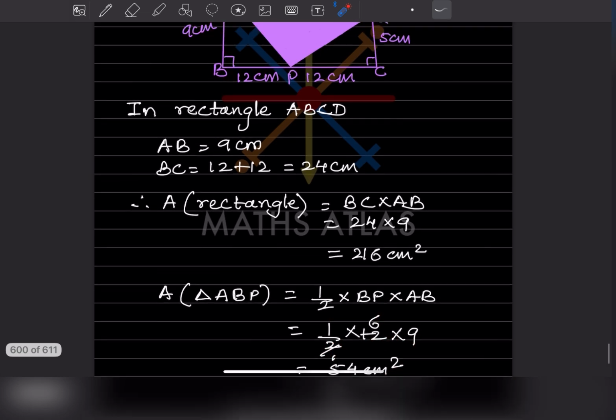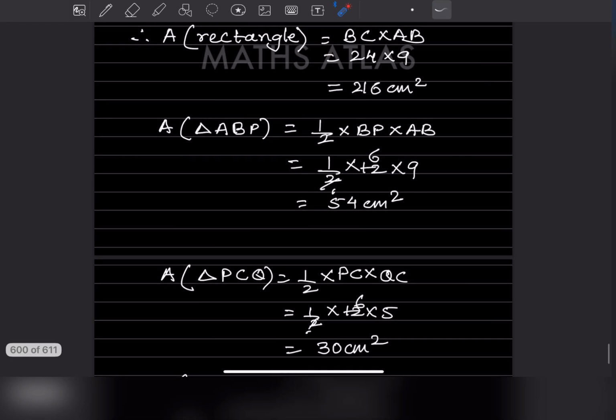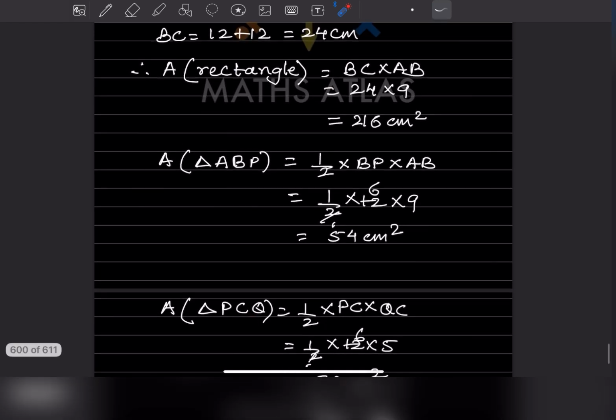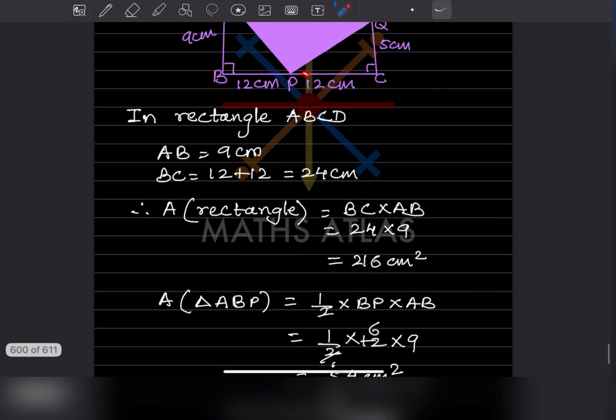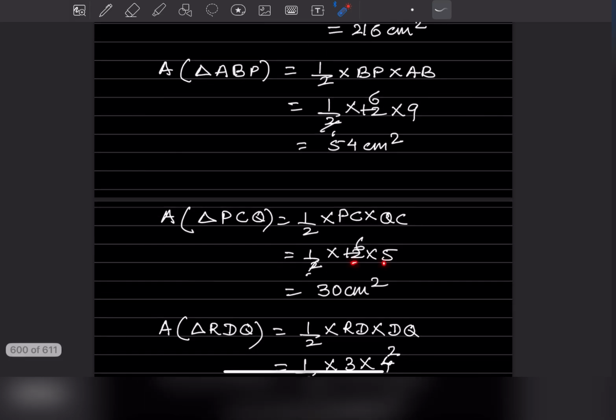Now let us see for this triangle. Area of this triangle, that is PCQ, that is half into PC into QC. So PC here, this is the base and this is the height. So after putting the values, half into 12 into 5, that is going to be 30 centimeter square.